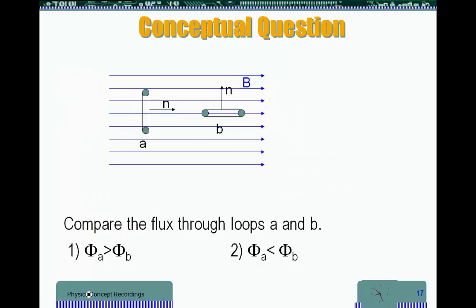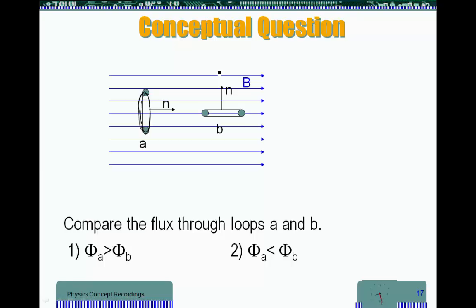Okay, a quick example. Compare the flux through loops A and B. So we have here one loop. We are seeing a cross section or a cut view of that loop. So the loop is perpendicular to the screen. Okay, think of the other part of it this way. It is perpendicular to the screen with its perpendicular pointing towards the right. And in this case, it's perpendicular to the screen, but its perpendicular, or its normal, is pointing towards the top.